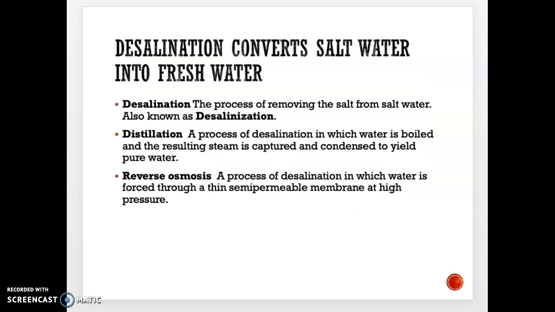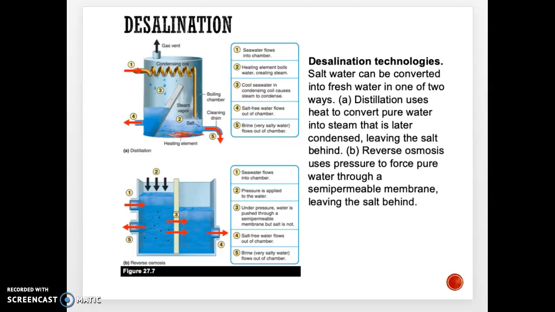And then getting towards these last slides, we have desalination, which is mankind's way of trying to convert salty water into fresh drinkable water. And it can happen through a couple of different processes. One is by way of distillation, and the other is through reverse osmosis. This next slide is very important because it shows you how both of those processes occur. And so this first picture here is going to show you by way of distillation.